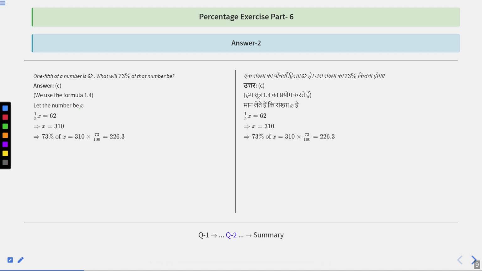Let the number be x. So 1/5 of x is 62, as given in the question. So what will x be? x is 310. The question asks, what is 73% of that number? So 73% of x means 310 multiplied by 73 upon 100, which is 226.3. Okay, C is the correct answer.